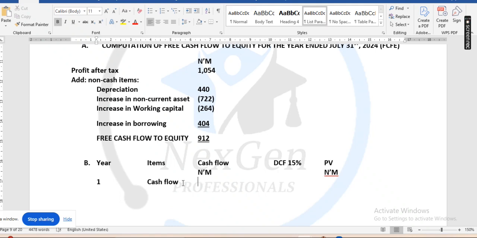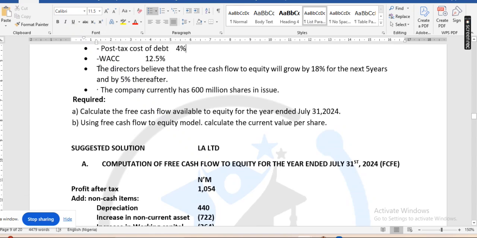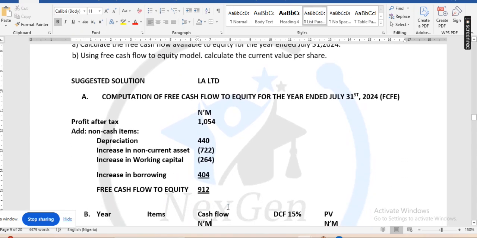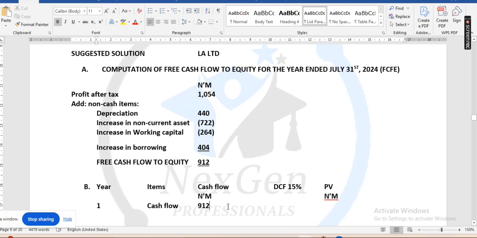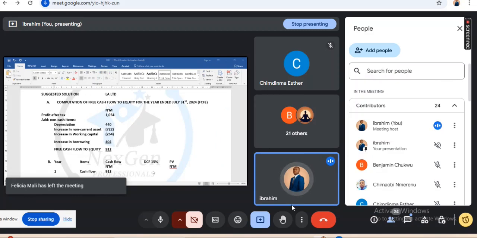So the cash flow is 912, right? And don't forget, this cash flow will grow. Let me quickly go back to where they mentioned it so that everybody will be seeing it. The director believed that the free cash flow to equity will grow by 18%. When something is growing by 18% on a yearly basis, what will be the present value of each year? You cannot just grow it and leave it. You have to discount it. What is the present value?